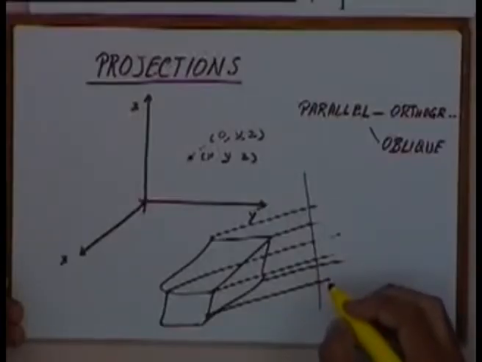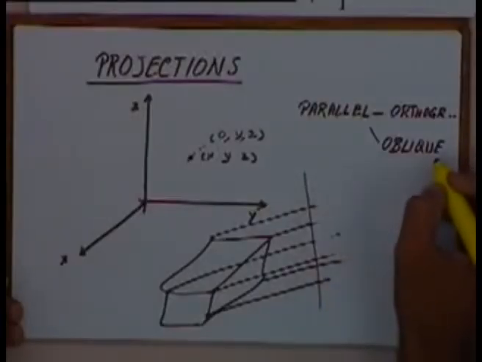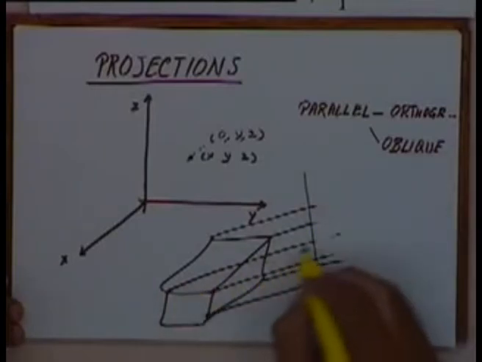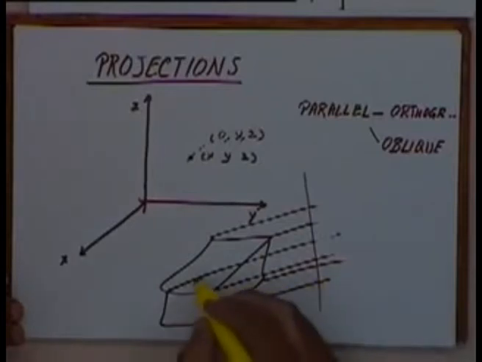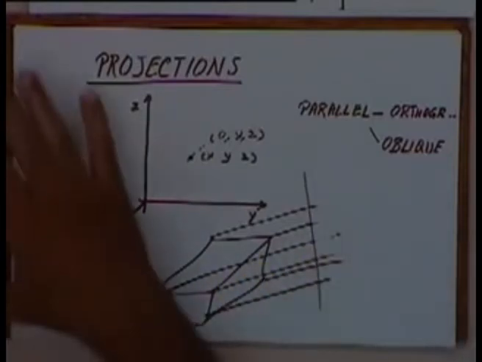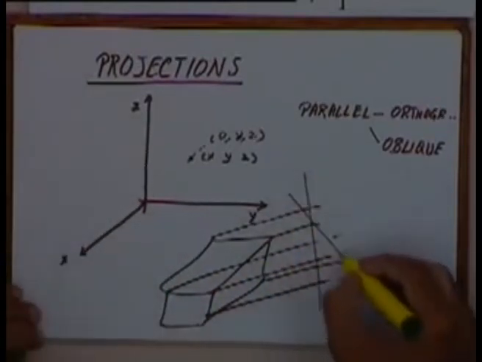But orthographic view is a general view in which all the projecting lines are parallel, and the projecting lines will be perpendicular to the projecting plane, like in this case. In the case of an oblique projection, my projecting lines can be at an angle to the plane. These are my projecting lines, but my projecting plane can be at an angle.